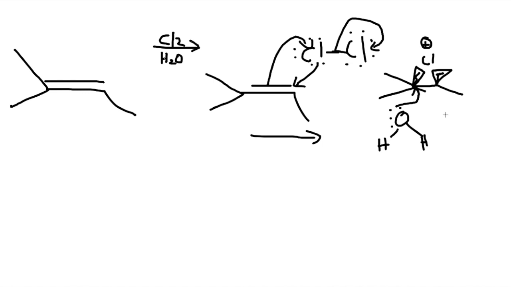So it attacks from the back, and then it gives off the electrons to chlorine. And so we would have a structure of this, right, chlorine over here now. And now we would have the hydronium over here.